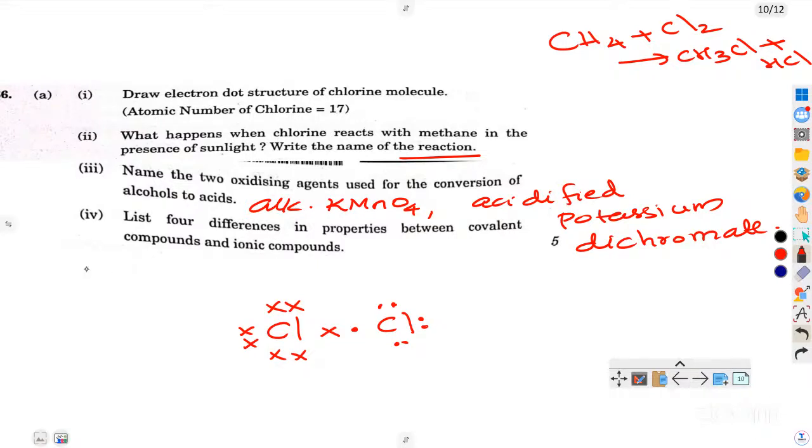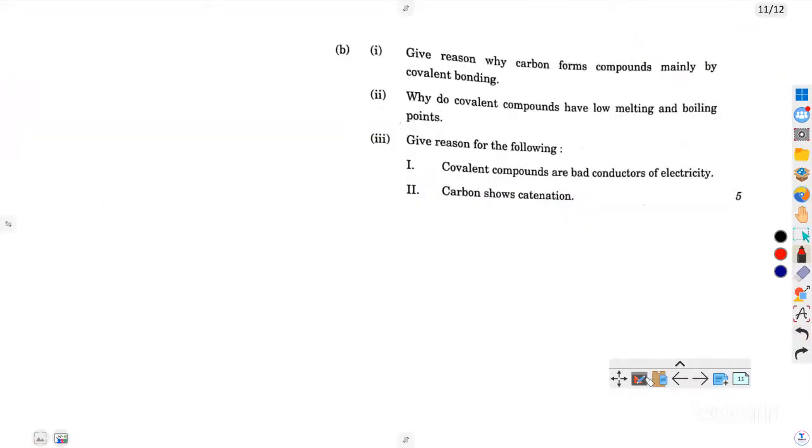Okay, what are the four differences? Ionic bond: strong force of attraction, high melting and boiling point, soluble in water, hard. Covalent bond just the opposite: insoluble in water, weak force of attraction, sharing of electrons happening. Then they are not hard, brittle. And ionic compound will conduct electricity in aqueous and molten state. Covalent compound will not conduct electricity. Okay, next. The OR question of the same question.